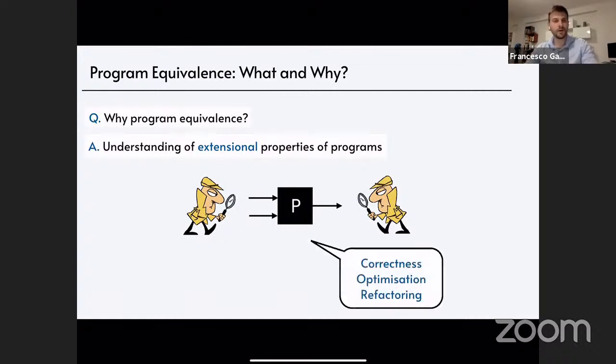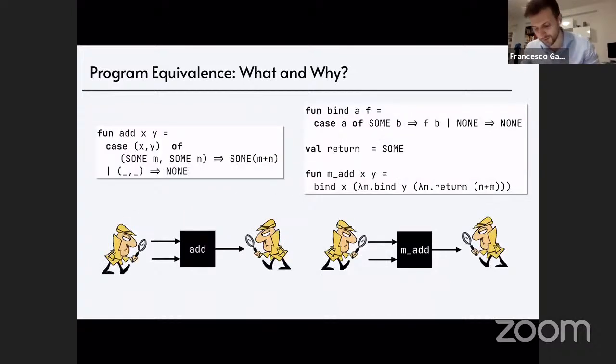Now, the reason why we are interested in these properties, among others, is that they have many applications in computer science, and in programming language theory in particular. In particular, they're used to prove correctness of programs, to prove optimization techniques and refactoring. So let us see a couple of motivating examples.